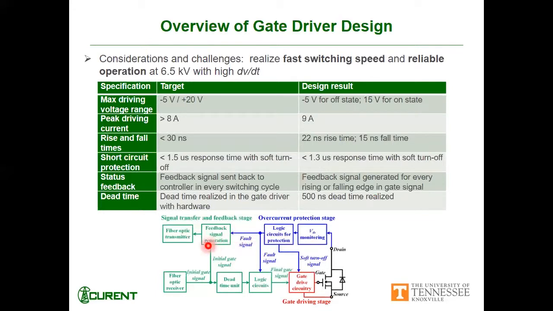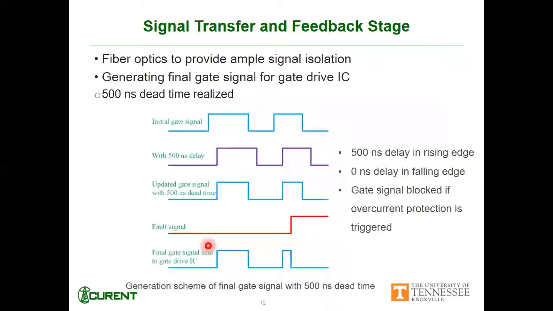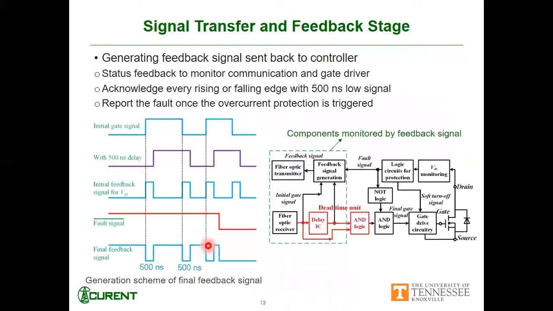The first stage is signal transfer and the feedback stage. This stage is in charge of the communication by fiber optics and also the signal transfer. They generate the final gate signal with the 500 nanosecond embedded dead time. We do this by only delaying the rising edge of the gate signal and no delay in the falling edge. This stage is also in charge of the feedback signal sent back to the controller.